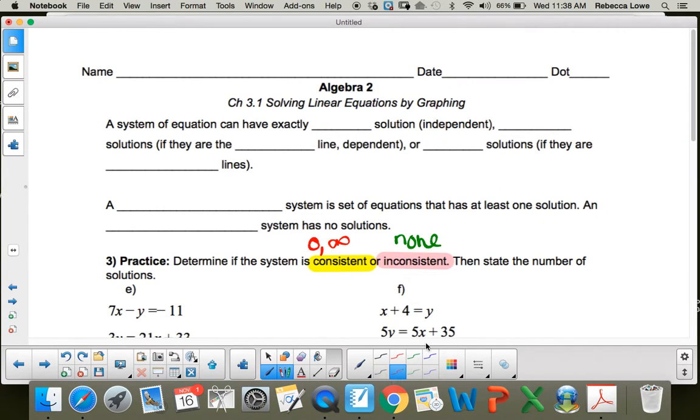So we're going to fill in these words. 1 is the first missing word. Infinite is the next. Same. No. Parallel. Consistent.